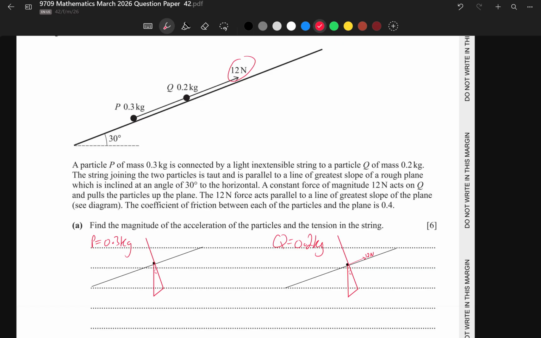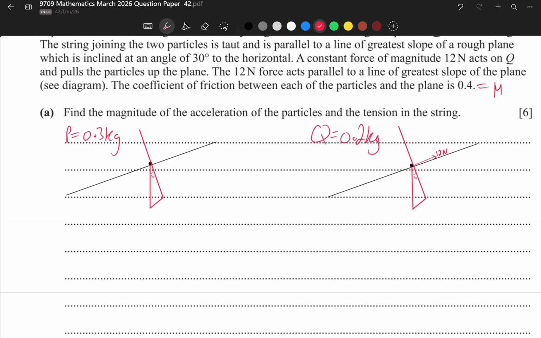The 12 newton force acts parallel to the line of greatest slope of the plane. The coefficient of friction between each of the particles and the plane is 0.4, so 0.4 is equal to mu. Find the magnitude of acceleration and tension in the string. So I just draw the separate forces of P and Q down here. Let's just draw the components.